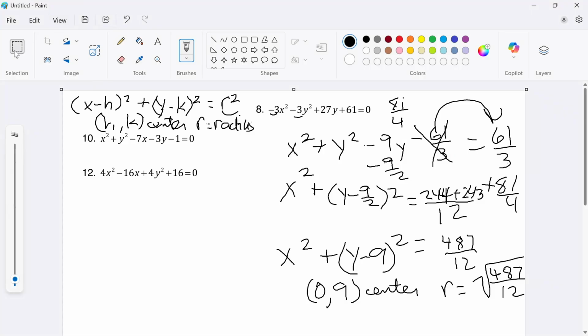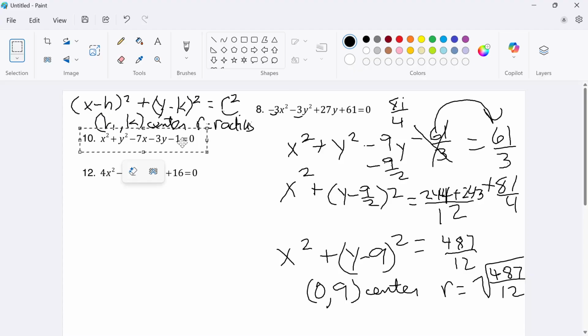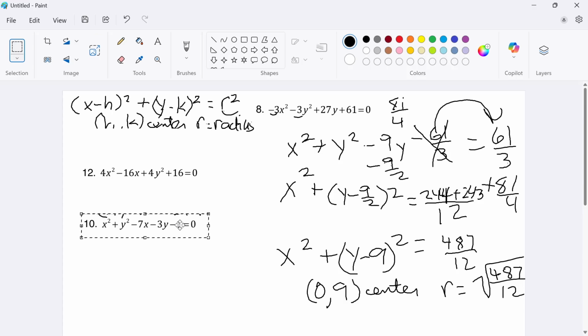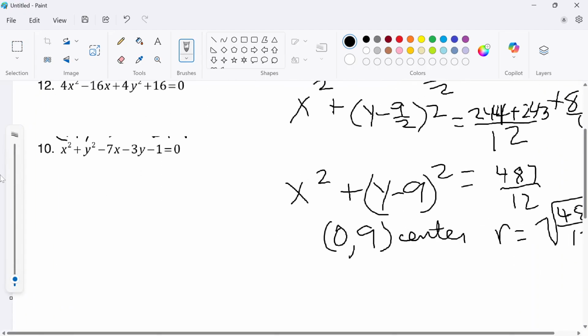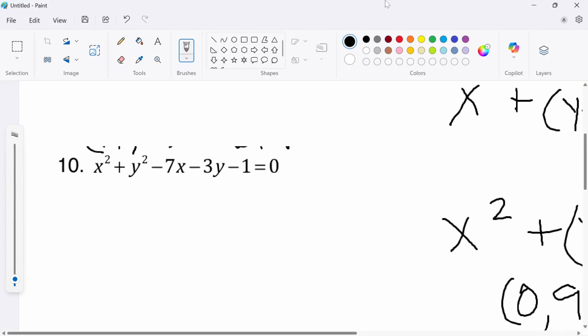You can also complete the square to find ellipses and complete the square to find hyperbolas. So I'm going to move this one over here so I can work it. X squared plus y squared minus 7x minus 3y minus 1. Okay, so again, I have 1 in front of x squared, 1 in front of y squared. They're both positive. So this is a circle.